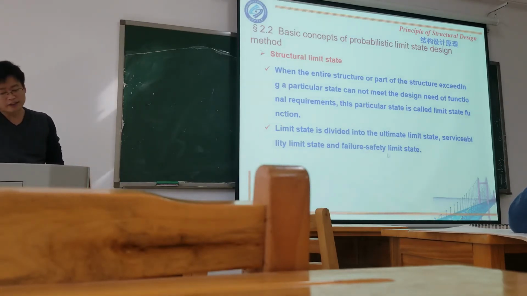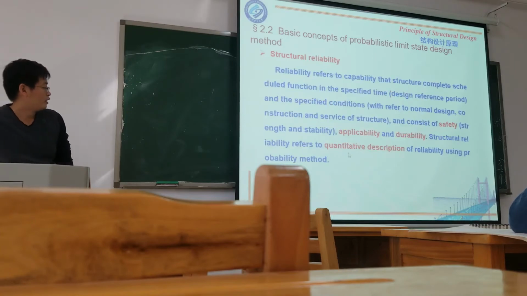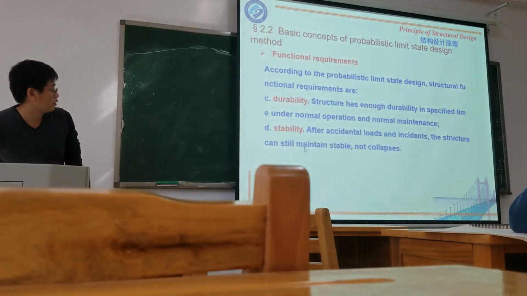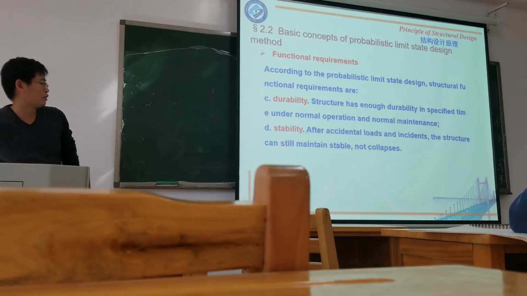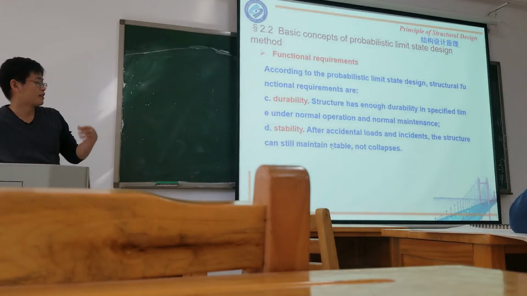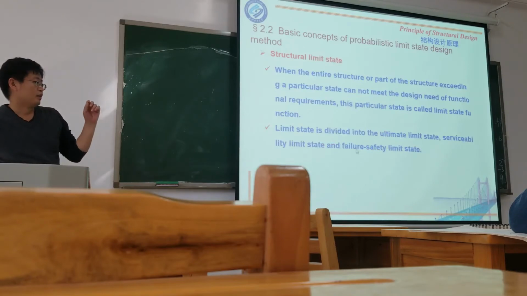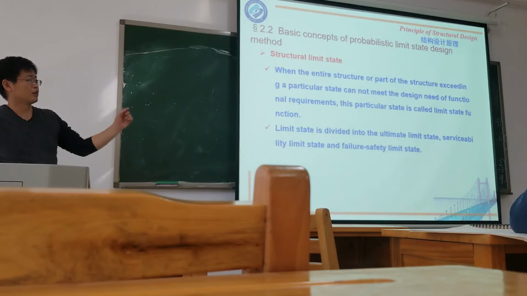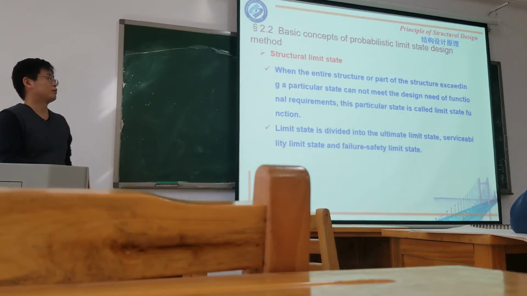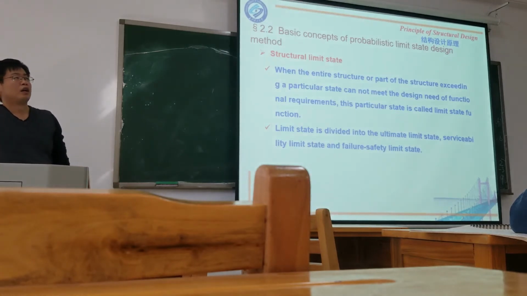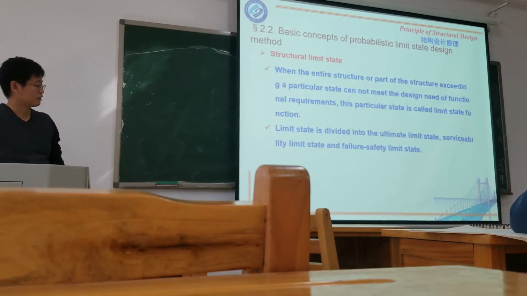So the failure safety limit state is related to stability, especially in earthquakes or other accidental situations. It mainly refers to extreme loads like an earthquake, shock, shaking, or fire. Sometimes it is very rare, but sometimes it happens. That is this situation.